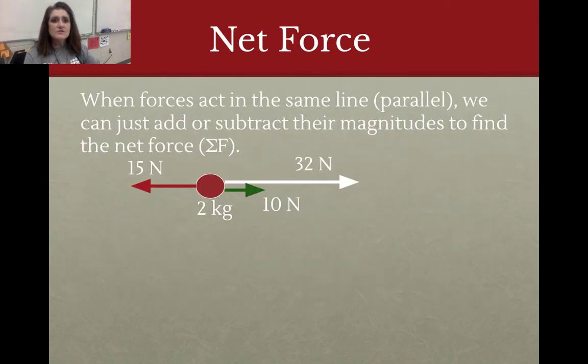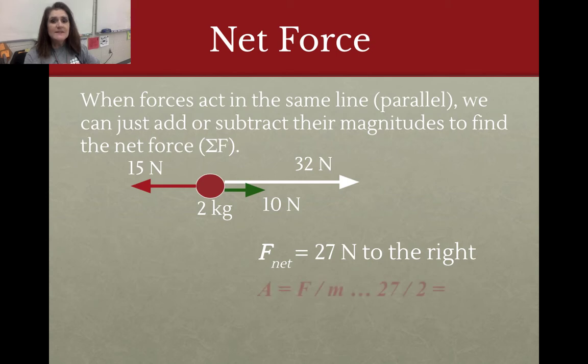Net force occurs when forces act in the same line or parallel to each other. We just add or subtract their magnitudes to find the net force, or the sigma F, the sum of forces. So in this example, you would have a net force of 27 newtons to the right, because 42 minus 15 would be 27. Then, being able to calculate the acceleration from that, acceleration is force divided by mass, 27 divided by 2 would be 13.5 meters per second per second.